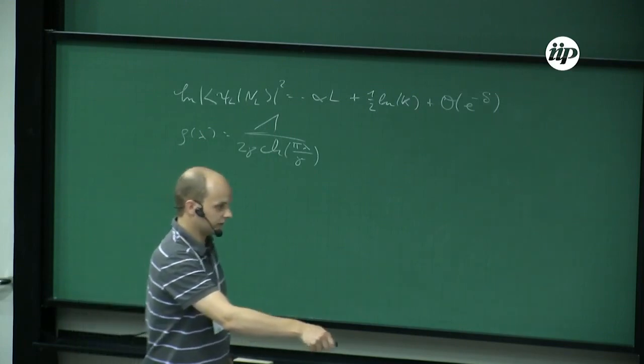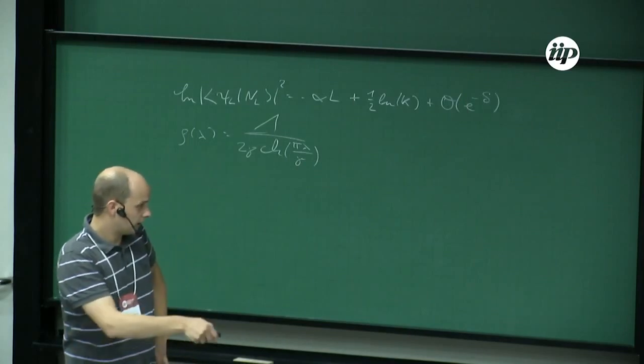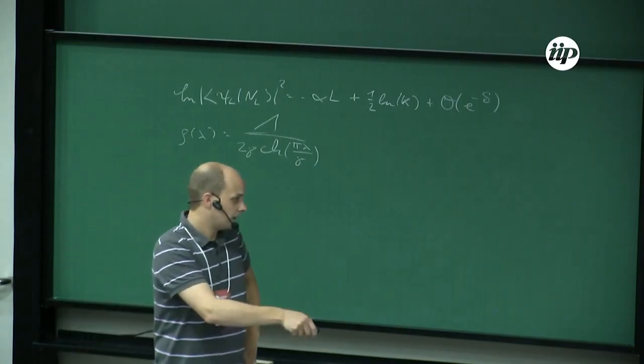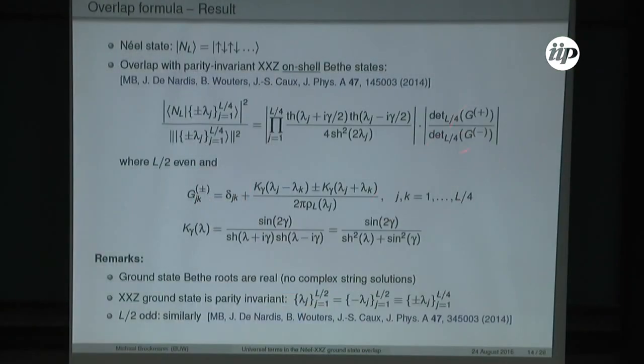And we did it also 2 months later in this work. Anyway, as I mentioned, we are only taking the positive Bethe roots into account, since the ground state has the symmetry of parity invariance, and all these Bethe roots are real for the ground state. We are interested in the ground state here.